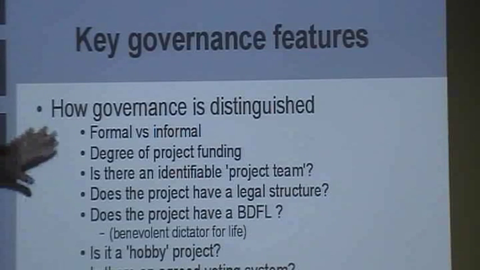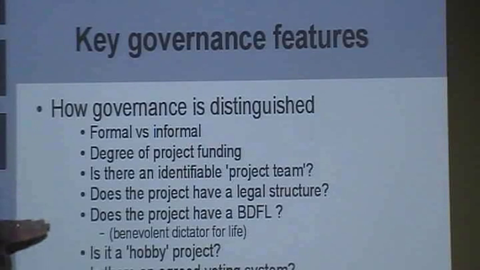Different governance methods are distinguished in the following ways. Is it a formal or an informal governance model? Most FOSS projects have a fairly informal governance model. It usually isn't even written down anywhere. It's just a set of norms that have developed around the project, and people follow along with what has been done before by observing on the mailing list, by being part of the project over a number of years, and the attitude is that's just how we do things around here, right?